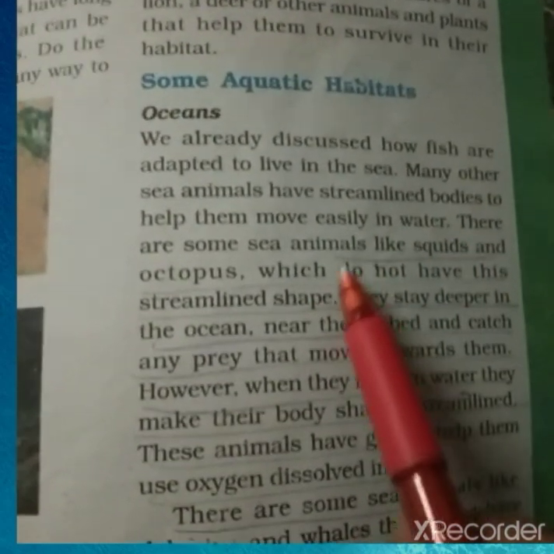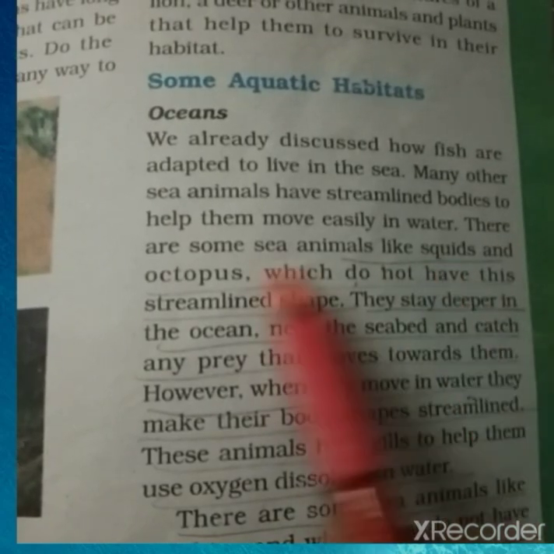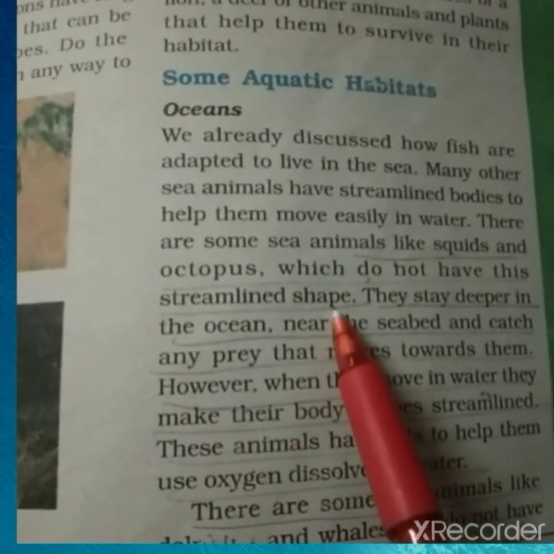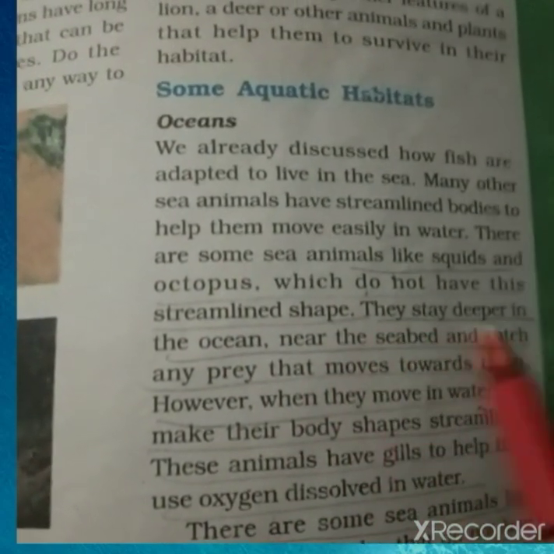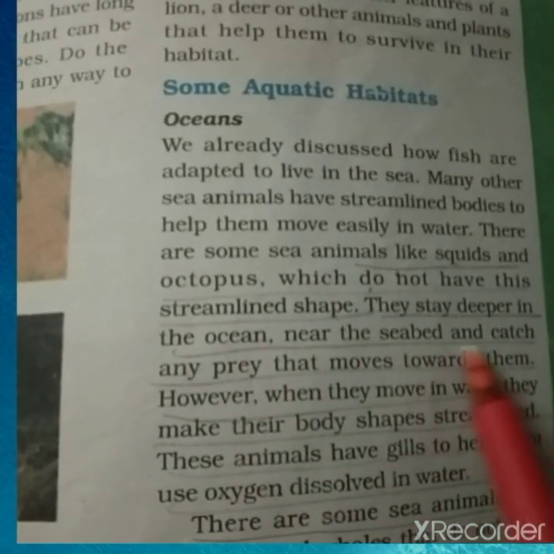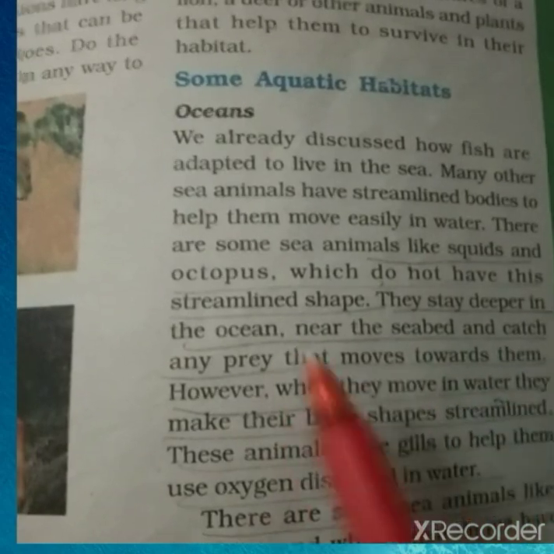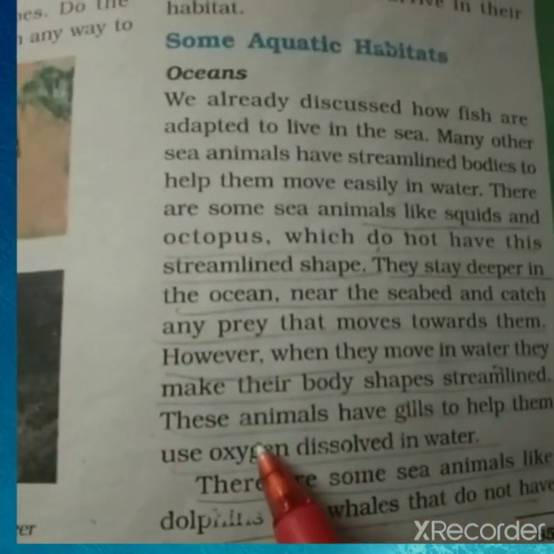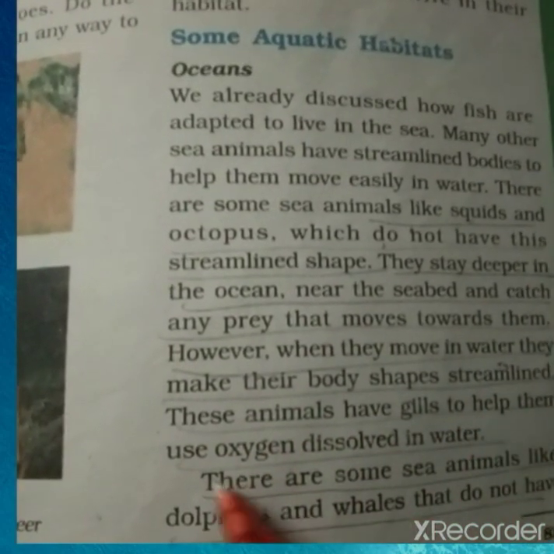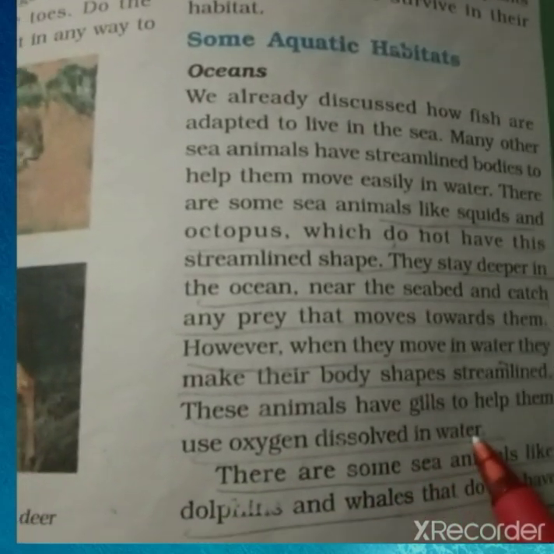But some animals like squids and octopus do not have a streamlined shape, so they stay deeper in the ocean near the seabed and catch prey that moves toward them. However, when they move in water, they make their body shape streamlined. These animals have gills to help them use oxygen dissolved in water.